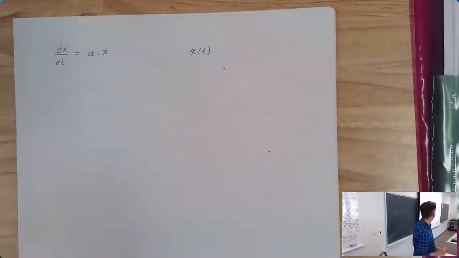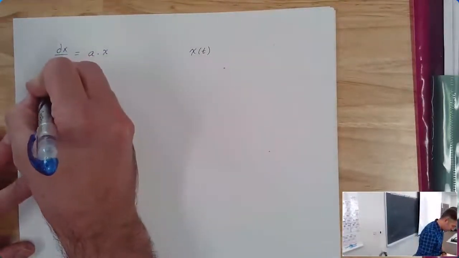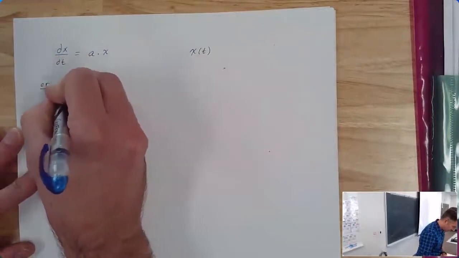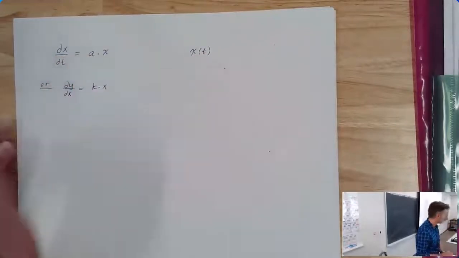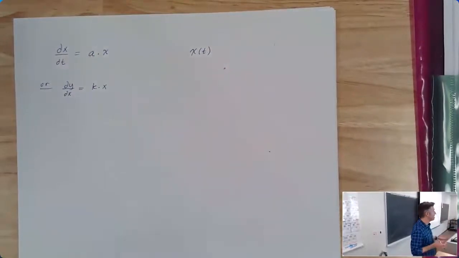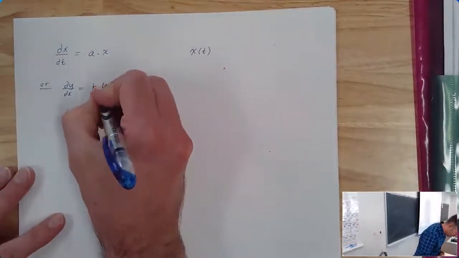But you might also have seen this in another class at one point as something like dy dx equal to k times x. These are really the same differential equation. Sorry, no, they're not. I'm a big liar. Apologies. Equal to k times y. I am sorry about that.